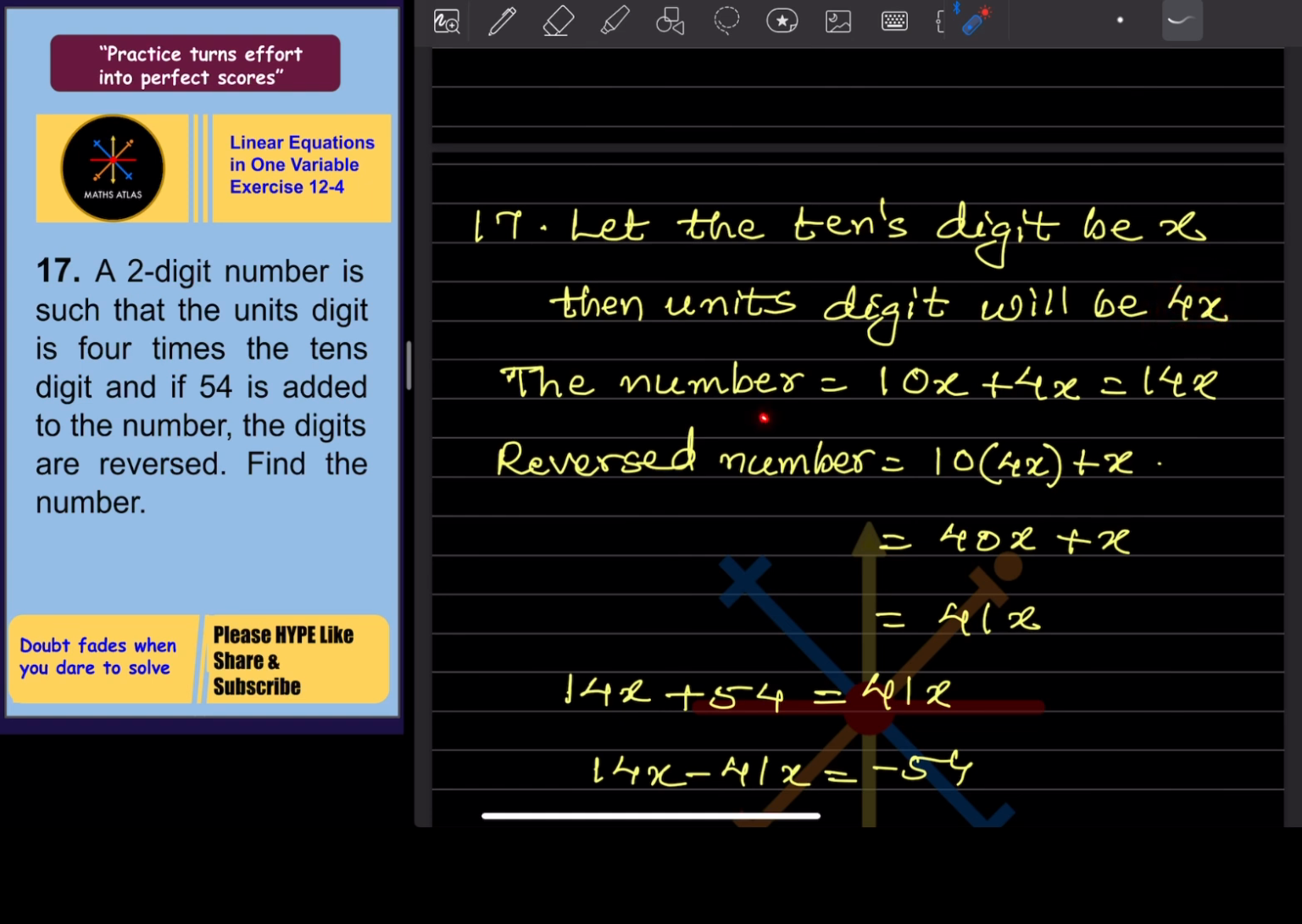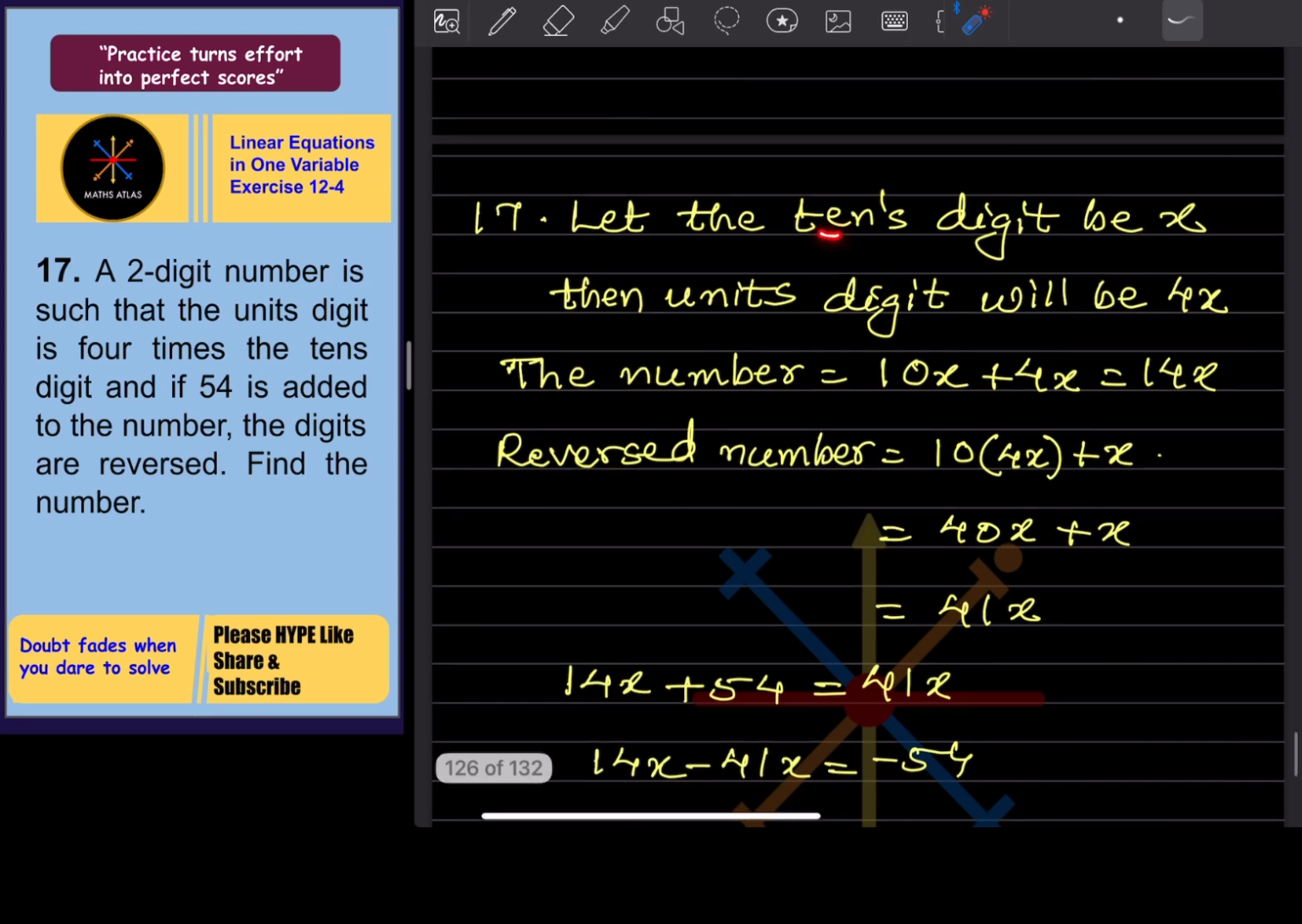So the number is going to be, so this is the tens one, so this is going to be multiplied by 10, because it is a tens digit, so this is going to be 10x, and units means that is going to be ones digit, so this is going to get multiplied by 1, so this is going to be 4x. This will be 4x and this will be 10x. So what will be the number? 10x plus 4x will be 14x.